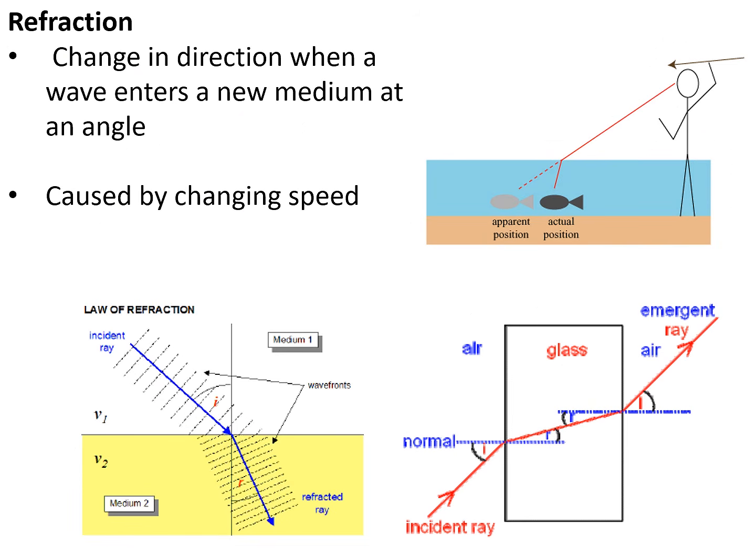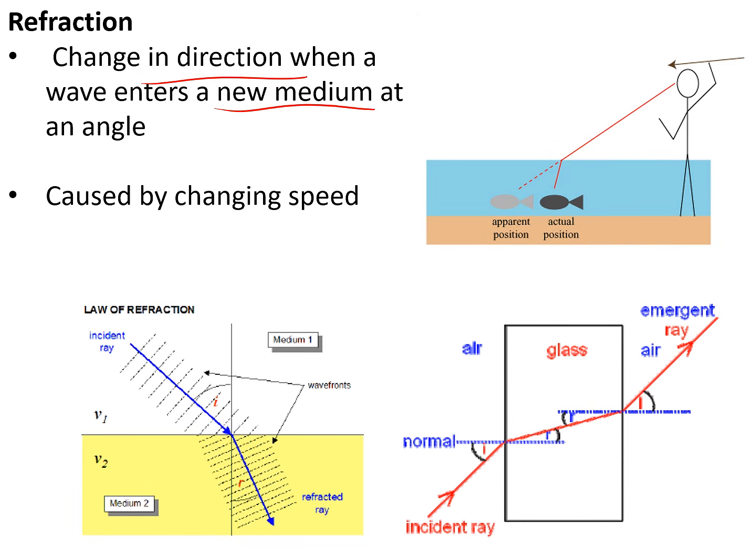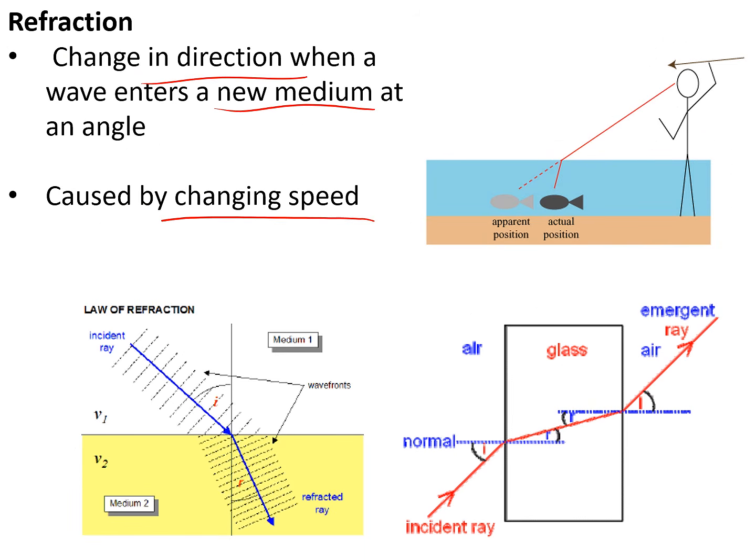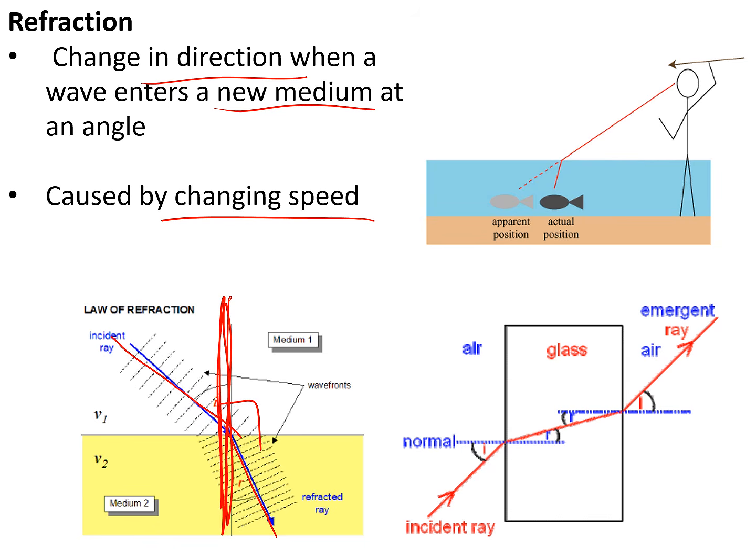Refraction tells us that waves change direction when they enter a new medium, and this happens because they change speed. So in general, when a wave enters a slower medium, it bends towards the normal. The normal is a line drawn at 90 degrees to where the light entered the new medium, and the angle of incidence, between the incident ray and the normal, is greater than the angle between the refracted ray and the normal because light has slowed down.